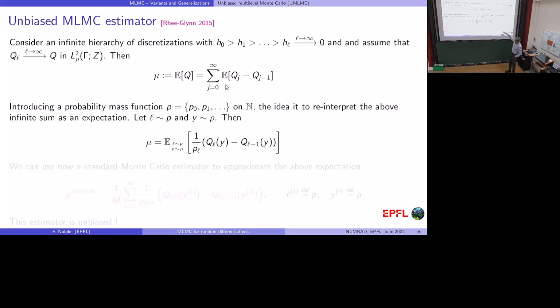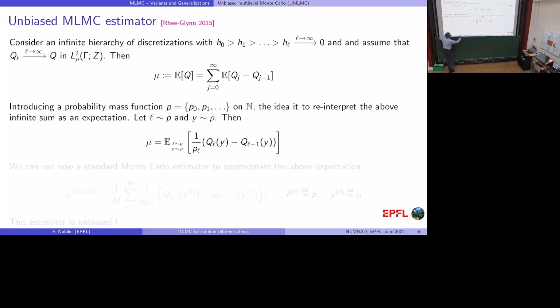And then I reinterpret this infinite sum as an expectation over an integer valued random variable L that is distributed according to that probability mass function, of 1 over p_L times this difference Q_L minus Q_{L-1}. So this integer valued random variable is distributed according to this probability mass function. The Y random variable, the underlying noise, has its own distribution rho, and those two random variables are independent. Okay? So I hope it's quite obvious that what I wrote is correct.